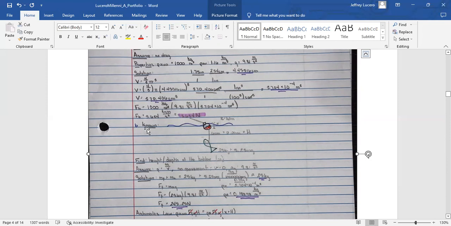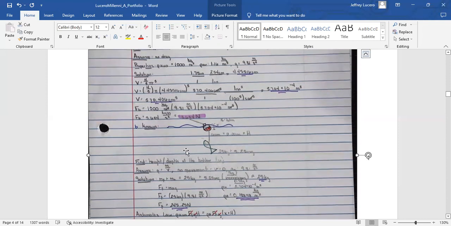For part B, the known is that the bobber is open to atmosphere, so P atmosphere is 1 atmosphere, and then it is 6 centimeters below in the water, which is your height, and we're adding 24 kilograms to 5.2 milligrams.